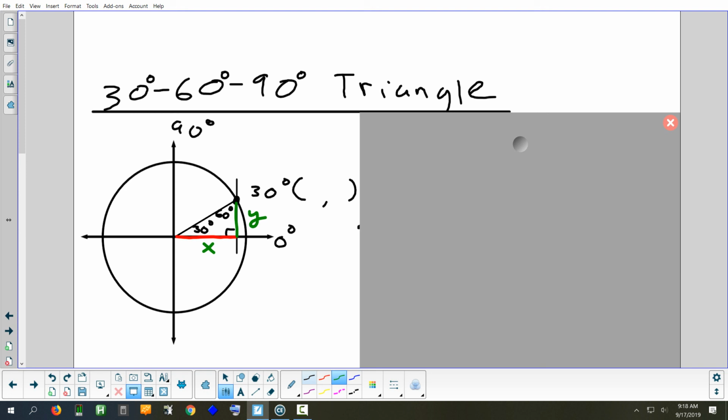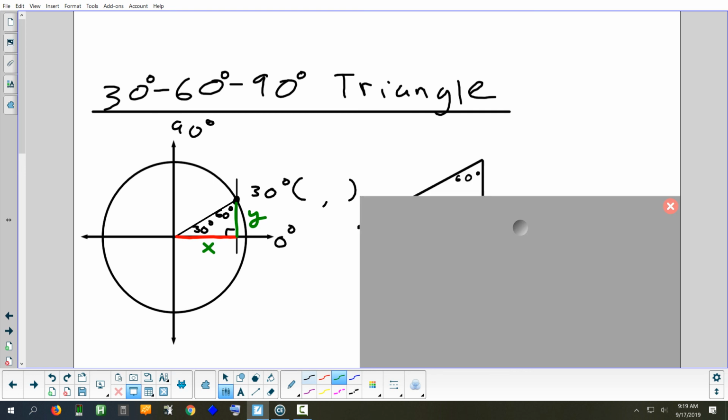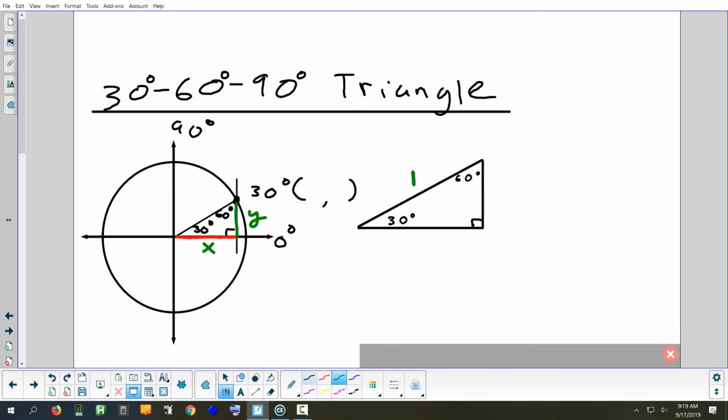If you tried to set up the Pythagorean Theorem, how many variables would you have in it? Well, there is actually one side of that triangle we do know. What's the length of the hypotenuse? 1. How come? Because of the unit circle. So same triangle, just a little bigger. So that side is 1. So we would only have 2 variables in the Pythagorean theorem.